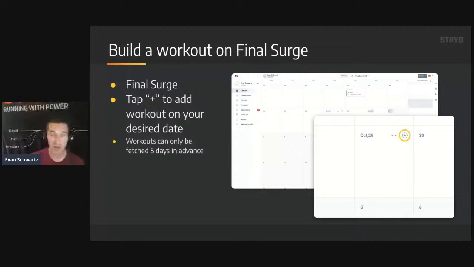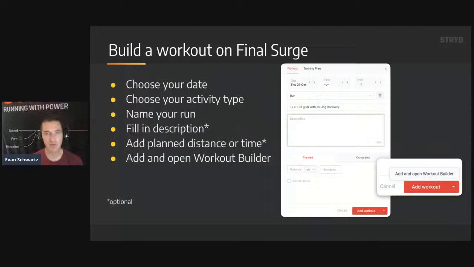You can plan out a lot of stuff on your calendar, but you do have only a certain allotment of days for these workouts to actually be viewable in the Stryd ecosystem if you use a third party like this. After I press that plus button, I get into the building a workout menu. So I can choose the date of my workout, I can choose the activity type, I can give my run or workout a name.